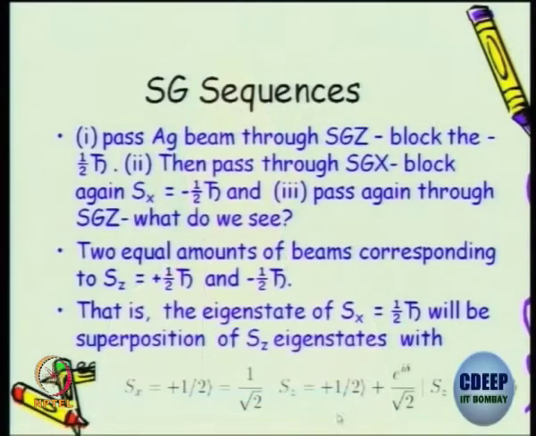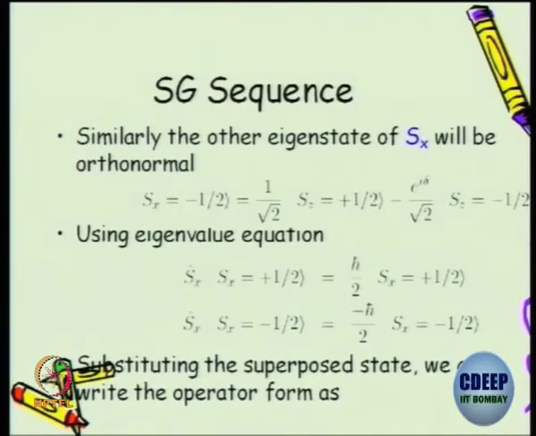The other eigenstate should be orthogonal to this state. The Sx equal to minus half state will again have equal intensity, but the coefficients should be such that those two states are orthogonal, and that state should also be normalized. In fact, I could have put an up spin here and a down spin here just to make notation simpler, but you know both the notations.